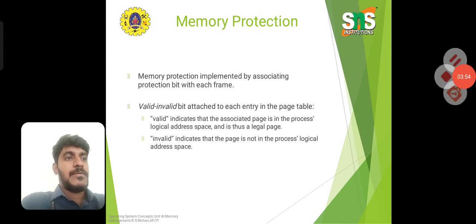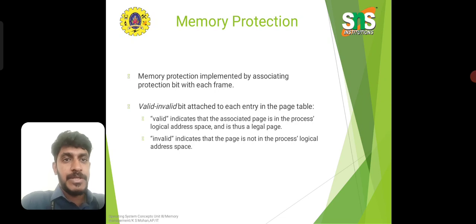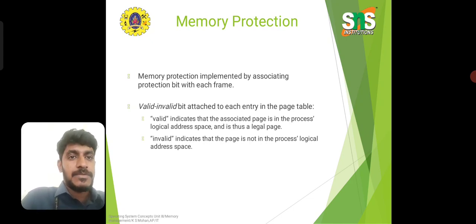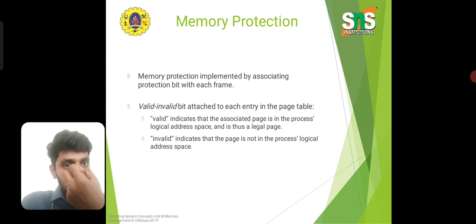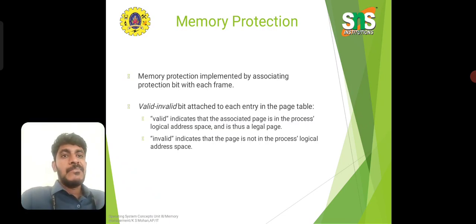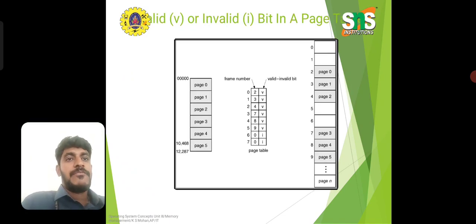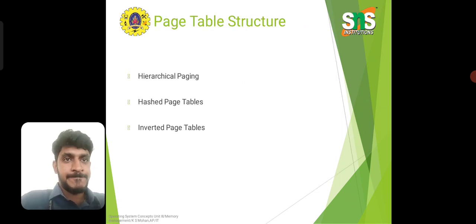Then memory protection. Memory protection is implemented by associating a protection bit with each frame. A valid-invalid bit is attached to each entry in the page table. Valid indicates that the associated page is in the process's logical address space and is a legal page. Invalid indicates that the page is not in the process's logical address space. We can see the memory protection here. So the valid and invalid bit in a page table: we have pages 0, 1, 2 up to n, the frame numbers, the page table and other values.